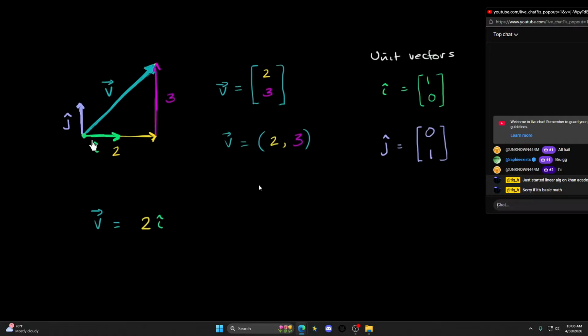So 2i is going to be this whole thing right over here, or this whole vector. Let me do it in this yellow color. This vector right over here, you could view as 2i. And then to that, we're going to add 3 times j.